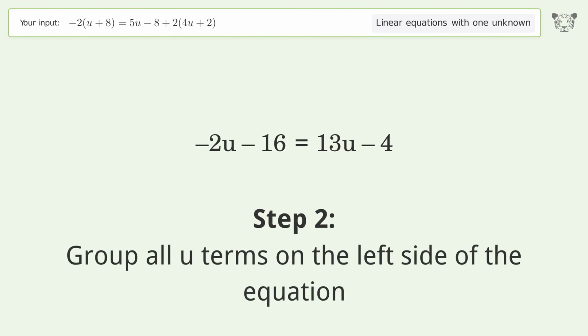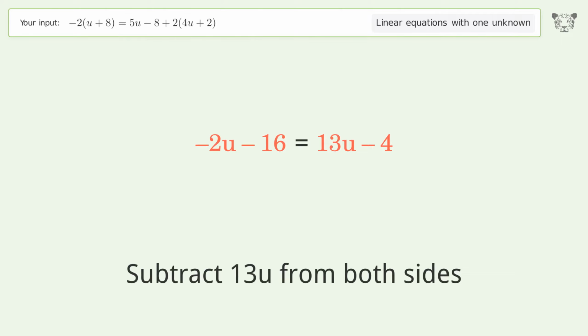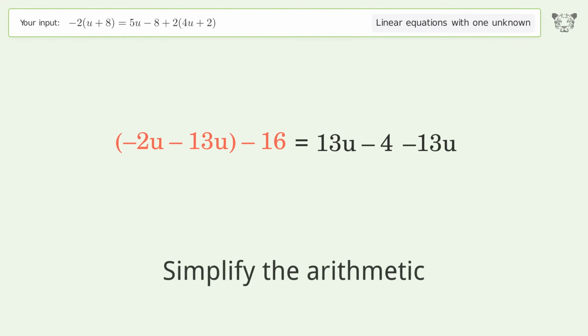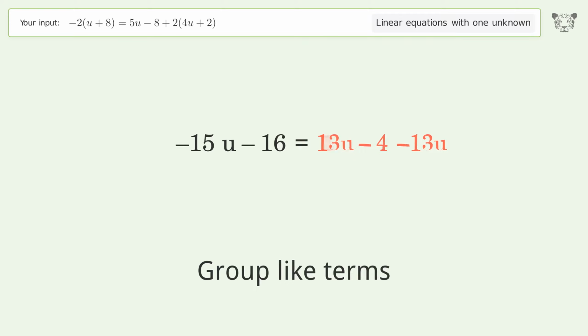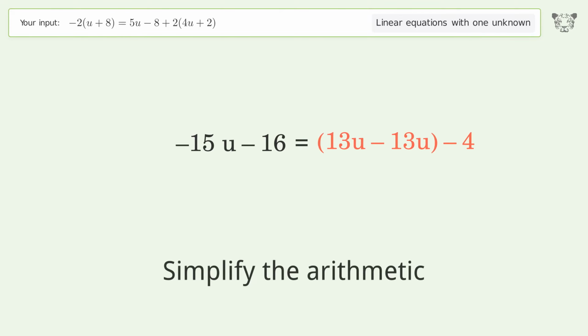Group all u terms on the left side of the equation. Subtract 13u from both sides. Group like terms. Simplify the arithmetic. Group like terms. Simplify the arithmetic.